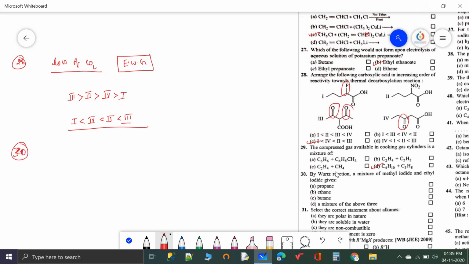So directly let's go to the 30th question. By which reaction is a mixture of methyl iodide and ethyl iodide given? Generally, when you are taking two different alkyl halides, you will get a mixture of products. So option D is correct here.